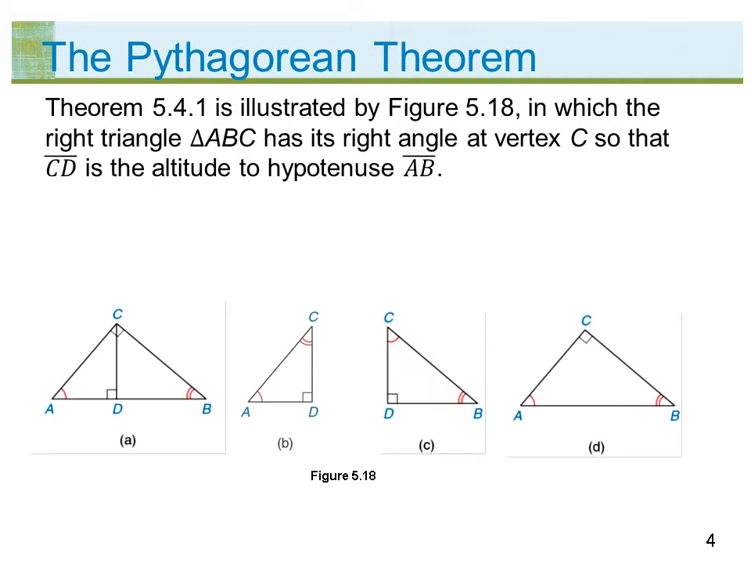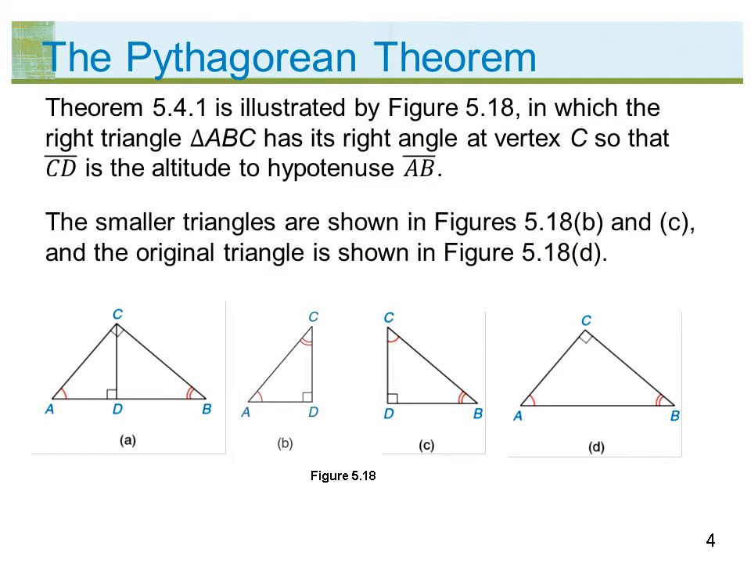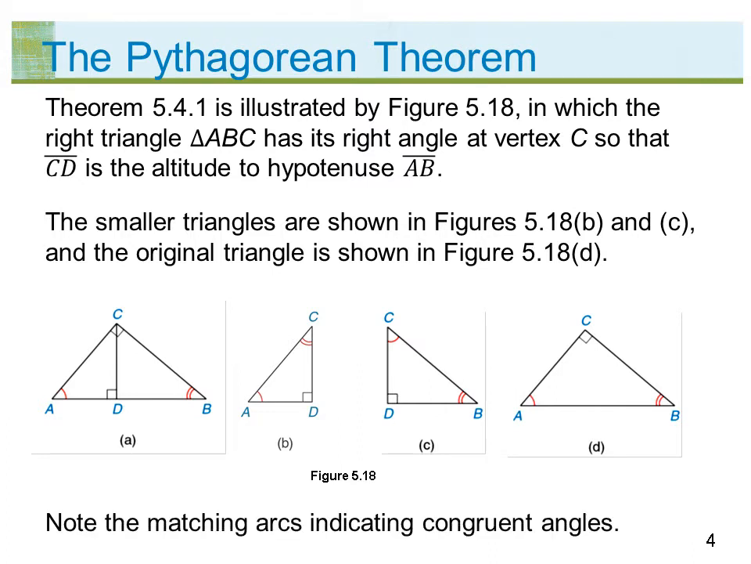Theorem 5.4.1 is illustrated by figure 5.18, in which the right triangle, triangle ABC, has its right angle at vertex C, so that segment CD is the altitude to hypotenuse segment AB. The smaller triangles are shown in figure 5.18b and c, and the original triangle is shown in figure 5.18d. Note the matching arcs indicating congruent angles.